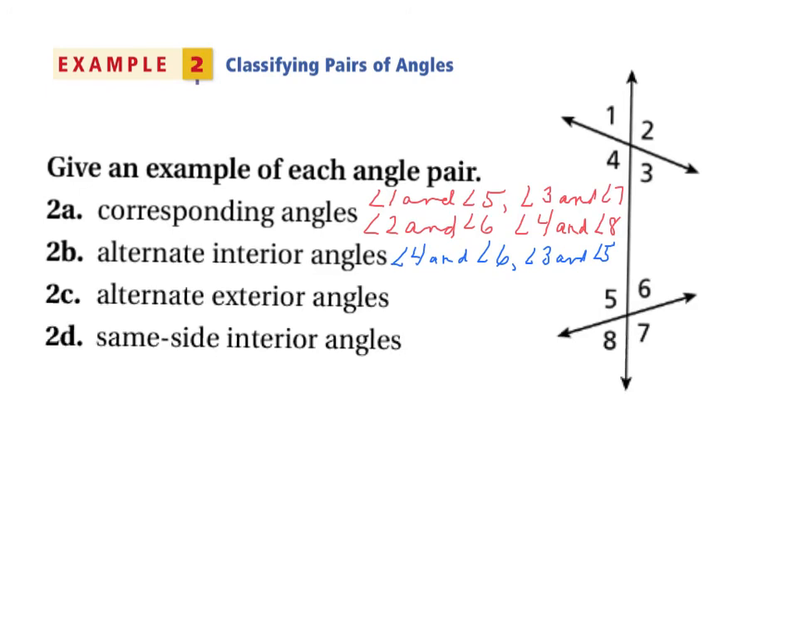Alternate exterior. Now we look at the exterior angles. We could say angle 1 and angle 7, or angle 2 and angle 8. And lastly, same side interior angles. Angle 4 and angle 5, because they're on the same side of the transversal, and angle 3 and angle 6. So those would be listing all of the angles that are given here.